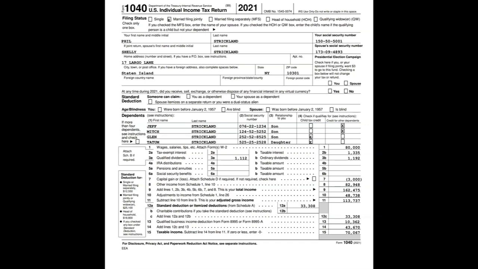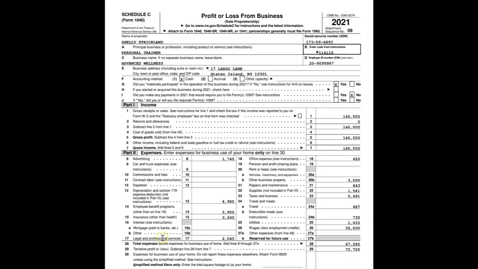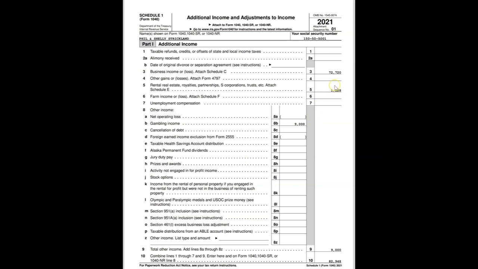Let's see that again. Let's go to Schedule C. Here's Shelley's business income, $72,720, and we said that doesn't appear on page 1 of the 1040. Instead, it has to make a stop on Schedule 1 first. And when it hits Schedule 1, it combines with some other items that also come back to Schedule 1 first before they go to the 1040, including rental real estate income, income from partnerships or S-corps, also gambling winnings.